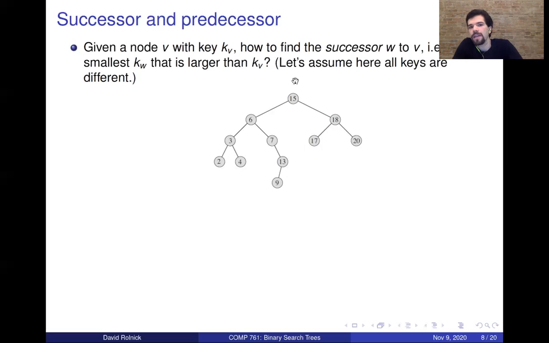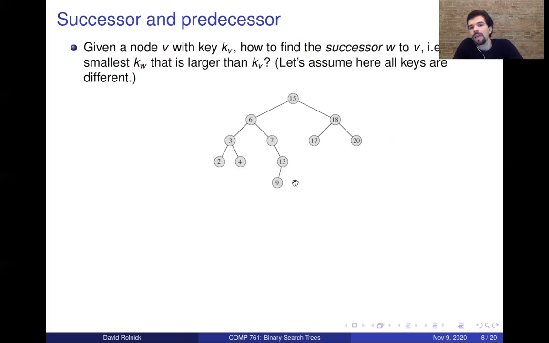So in the case of 15, it makes sense that we need to find something that's greater than 15. So we're going to have to look in this subtree. And then we want to find the thing that's smallest out of this subtree. So we just find the minimum element of the subtree, which is the leftmost element. But 15 might not have had a right subtree. So in that case, what are we going to do?